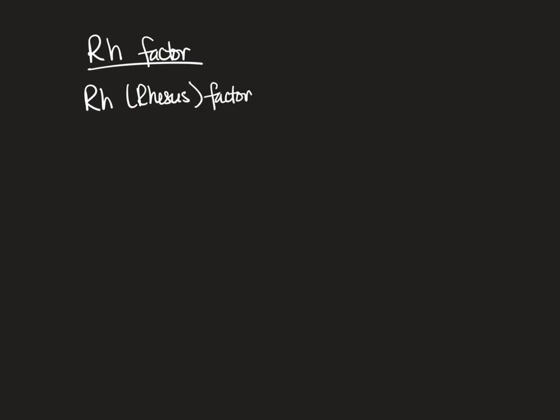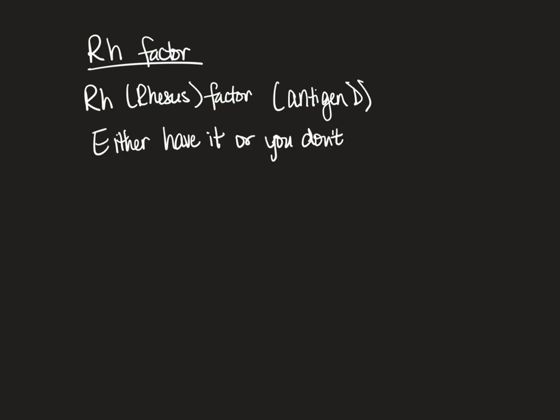So the rhesus factor is another antigen. Some people refer to it as antigen D. And you either carry it or you don't. So no in between. You can't half carry it. You can't have half of a plus sign, you know what I mean? So either you have it or you don't have it. Now, the people that do carry this rhesus factor are said to be Rh positive, which means that the opposite is true. If you don't have it, then you are said to be Rh negative.